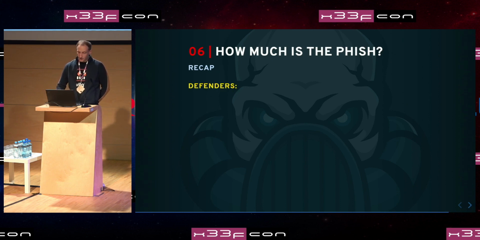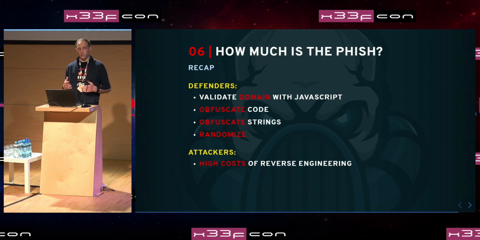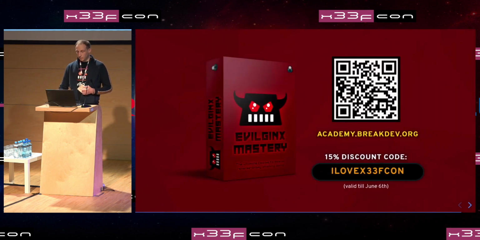To recap, on the defender side, we have to validate the domain with JavaScript. This is the important part. Then we obfuscate the code, then we obfuscate the strings, and then we randomize. This is the most important part actually, to have every visitor receive a different version of the website, essentially in the JavaScript together with the protections. On the attacker side, it will increase the cost of reverse engineering, because reverse engineering is a very exhausting job, and sometimes it's not even possible. And it will make it impossible to find and remove protection code. So basically, this is it.